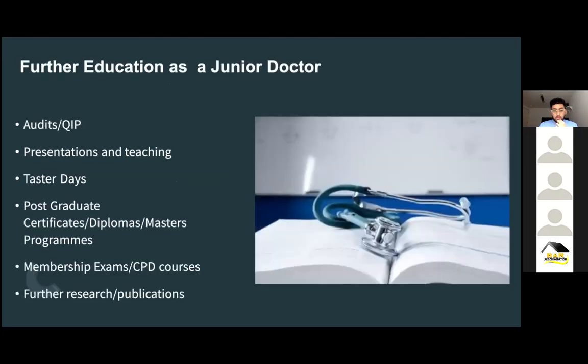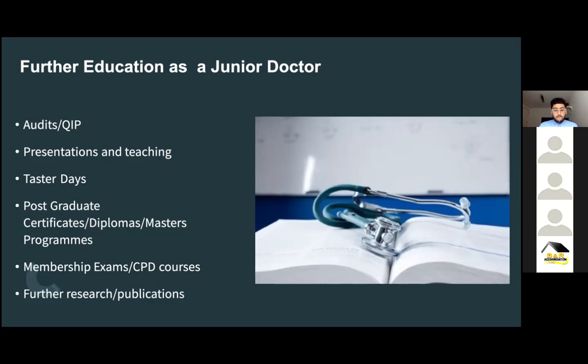Just a quick look at further education as a junior doctor. You've finished your undergraduate degree, but then you're moving on to a postgraduate scheme. Audits and quality improvement projects are throughout the hospital. You're always emailed by medical leads regarding any improvement projects that are going on, and I very much recommend people get involved in these. They're quite good for different portfolios.